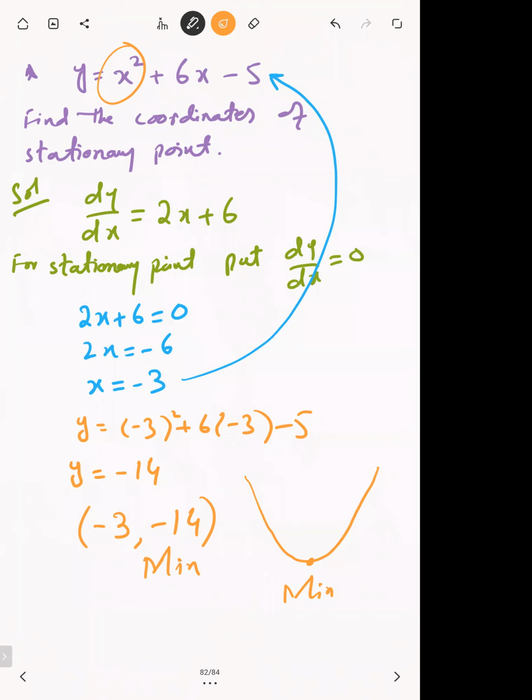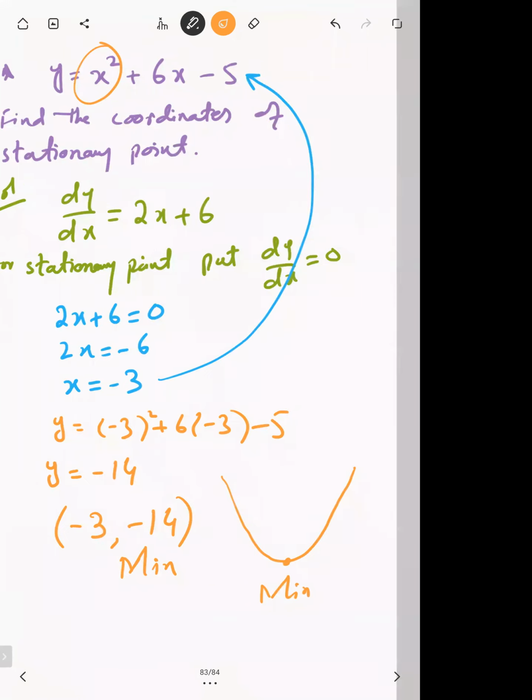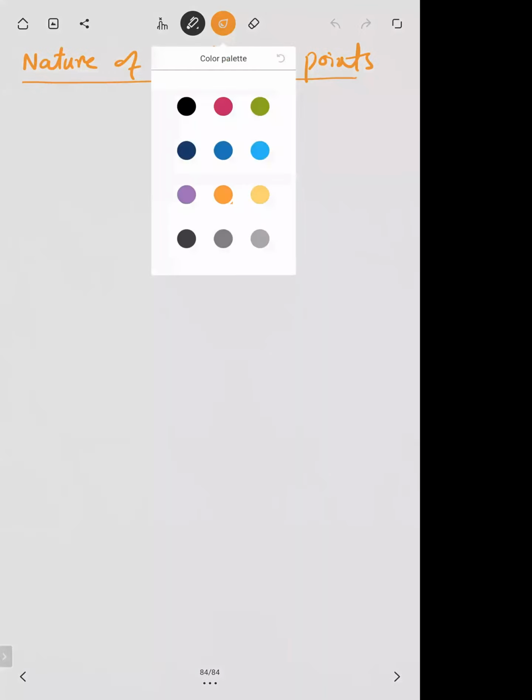But this is the case when you know about the sketching of the curve, like you know something about quadratic and a bit about cubic as well. But what if you have a curve different than that, like reciprocal, exponential, or any other curve whose sketch you don't know? So how will you find whether the stationary point is minimum or maximum? How will you find the nature? To check the nature of a stationary point, there is a test, and that test is called the second derivative test.